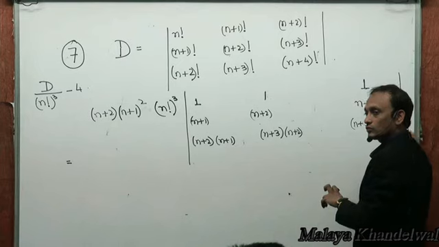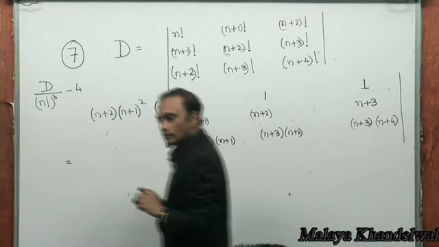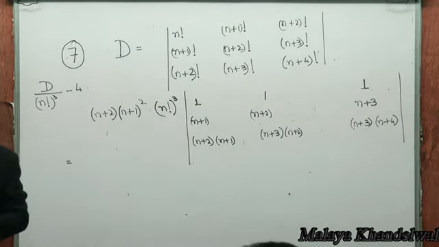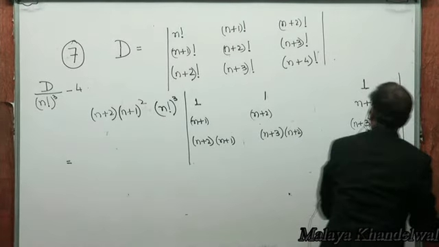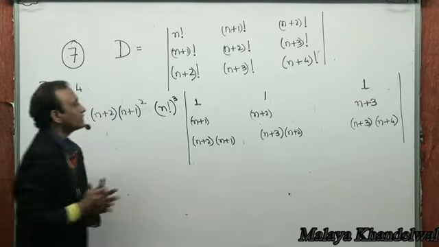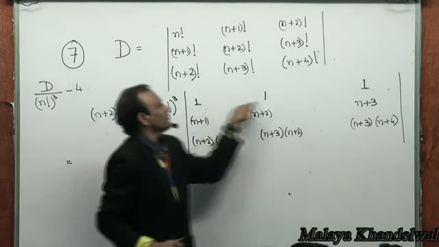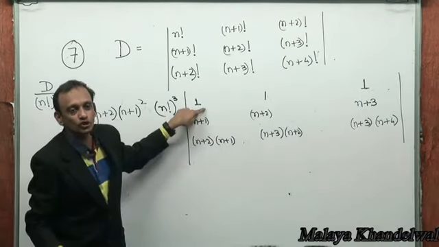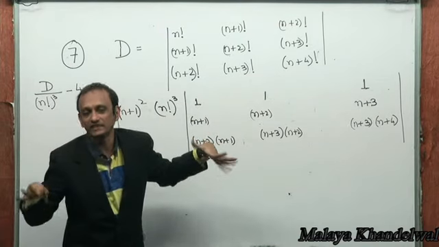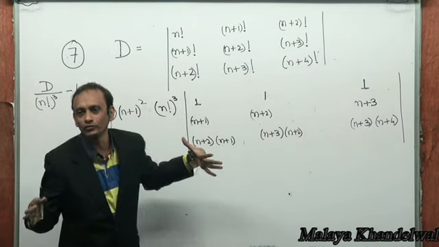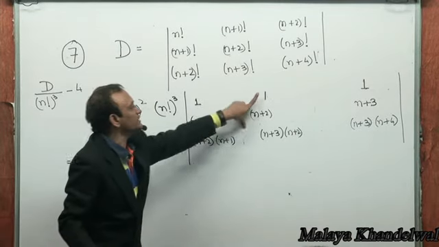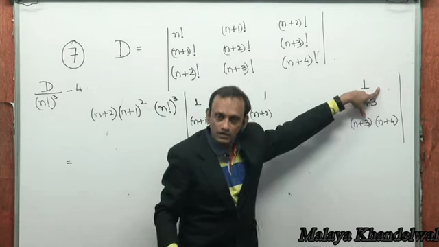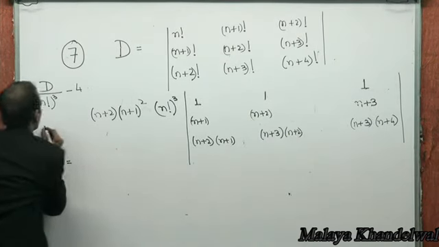Yes or no? Right now? Clear? Now again, I want to expand about the first row, but let me economize further. What would I do? C2 minus C1 and C3 minus C1 so that these elements become 0, right? So I perform these two.